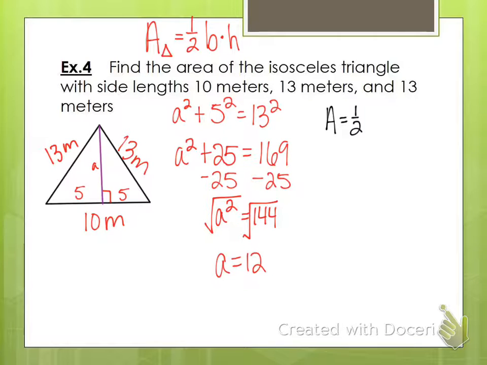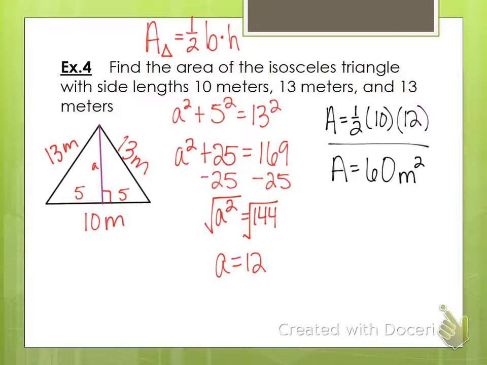We already talked about the base of the triangle means the whole bottom side, which had a length of 10. And the height of this triangle ended up being 12. Okay, now I don't really care how you do this. If you want to take half of 10, then times 12, or multiply 10 times 12, then take half of that. No matter how you do it, you would get the area equals 60. Our units, meters squared, because it's an area.